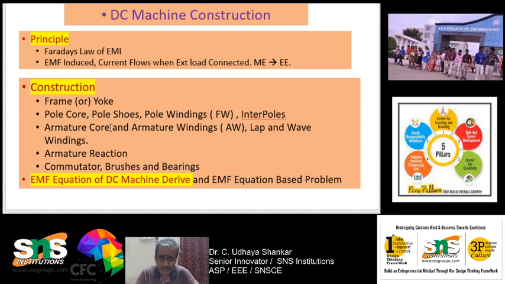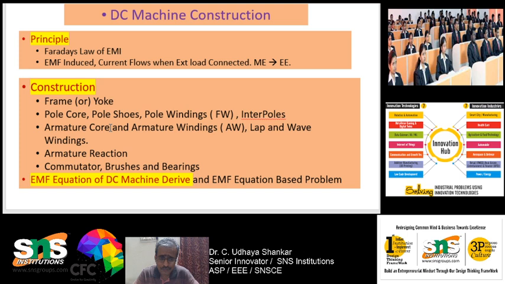It has to produce DC. So this commutator makes the internal AC EMF an external DC voltage. And finally, the brushes and bearings. What is the use of brushes and bearings?